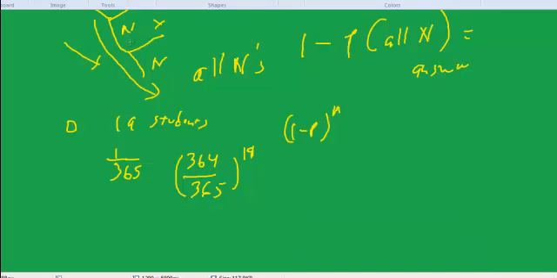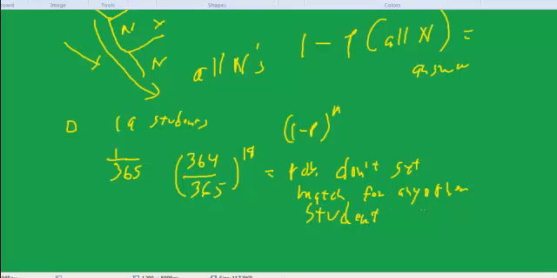Okay, so 364 over 365 to the 19th is the probability that we don't get a match for any other student with the first student. So that's sort of like no along the first branch of the tree, and now we go to the next branch.